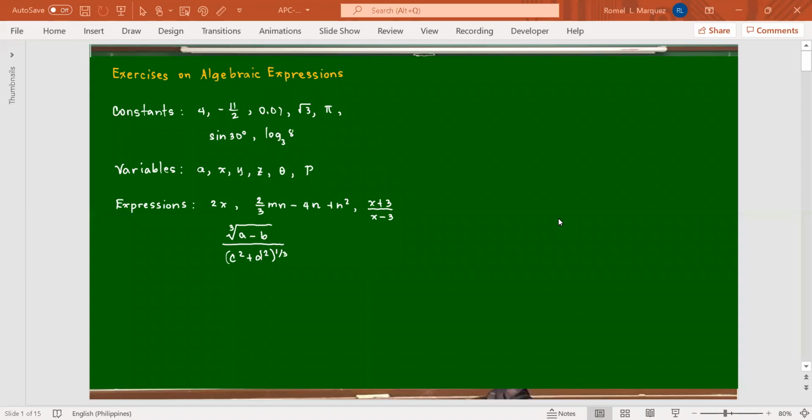So when you say constant, it is a quantity or a symbol that is not changing. So it means that the value is fixed. While a variable is a quantity or a symbol that takes on different values. So meaning the value is changing, no? Examples of constants, we have 4, -11 over 2, 0.01, square root of 3, pi, sine 30 degrees, logarithm of 8 to the base 3. For variables, you have a, x, y, z, theta, p. So normally represented by letters, no?